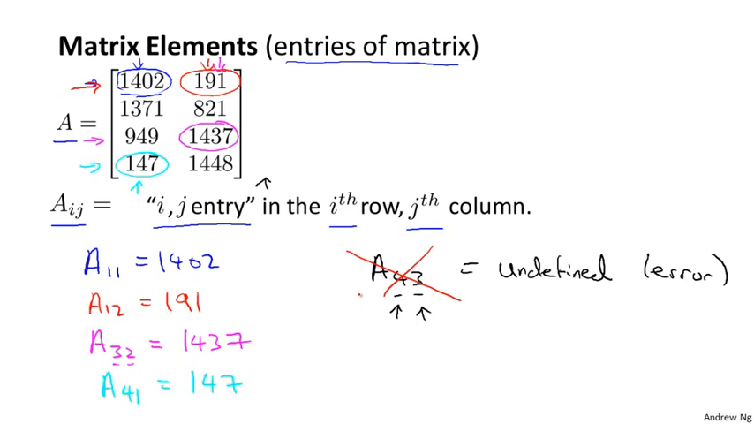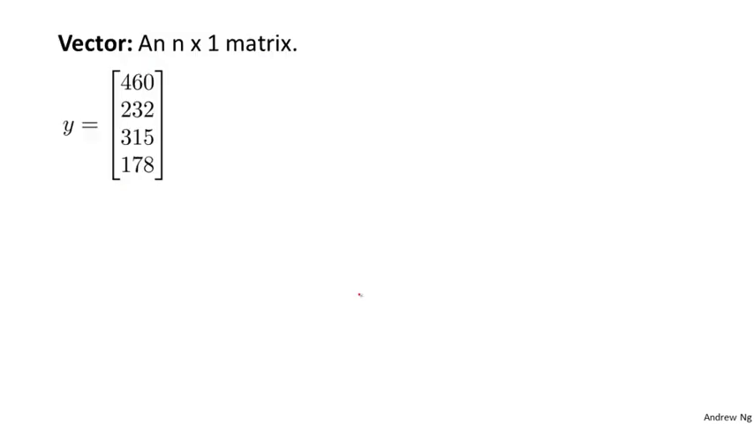Next, let's talk about what a vector is. A vector turns out to be a special case of a matrix. A vector is a matrix that has only one column. So if you have an n by 1 matrix, remember, n is the number of rows, and 1 here is the number of columns. So a matrix with just one column is what we call a vector. Here's an example of a vector, with n equals 4 elements. Another term for this is that this is a 4-dimensional vector. It just means that this is a vector with 4 elements, with 4 numbers in it.